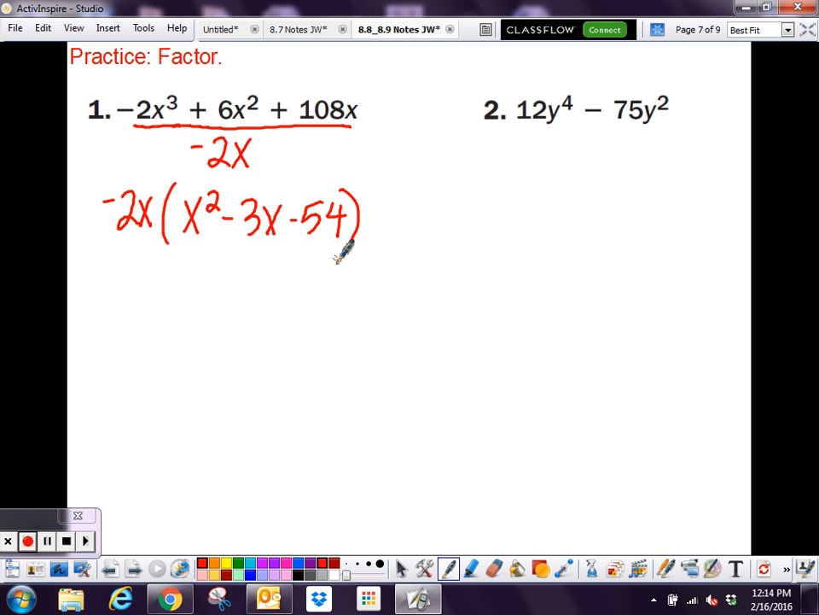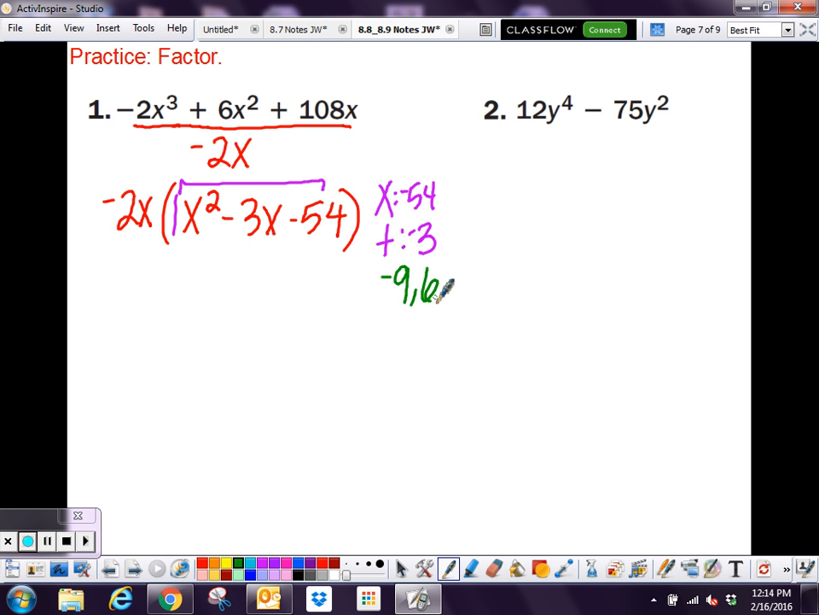Okay, the great news is here that now look what we're left with. We're going to be able to do the shortcut here because we just have a 1 in front now. Okay, so now I have a trinomial, so I'm going to multiply a times c. I need two factors that multiply to be -54 and add to be -3. Okay, kind of think about what they are. I'm going to go ahead and tell you that they are -9 and 6.